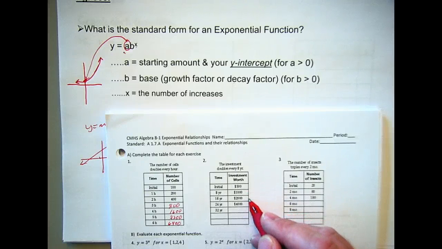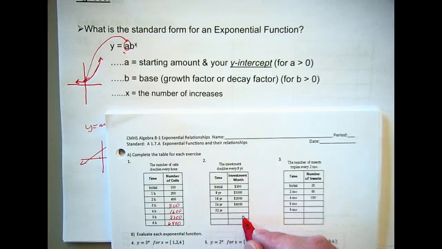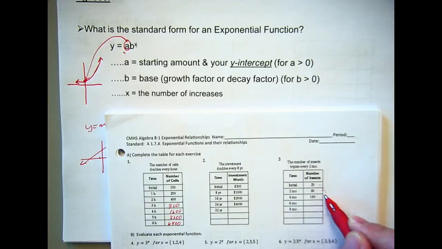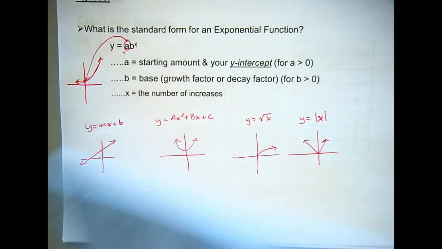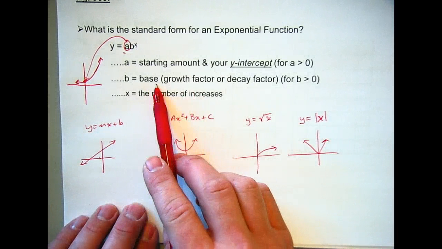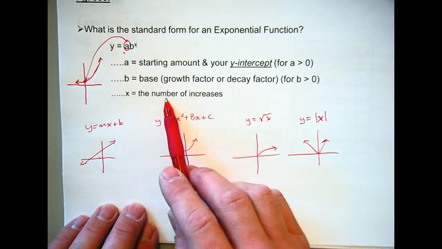This is base 2. Here, what were you doing? Tripling. You're tripling. So this is base 3. Your base is what you're multiplying by every time. And then x is the number of times you're increasing. All right, here we go.